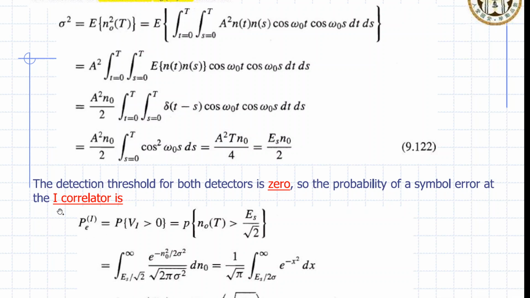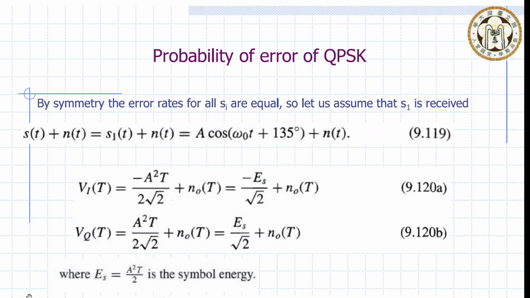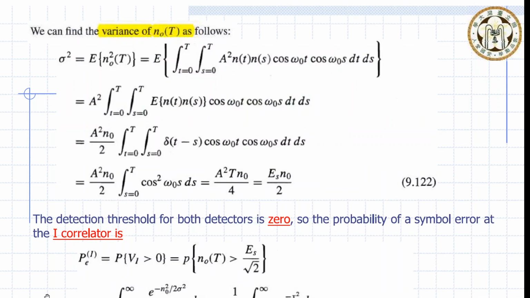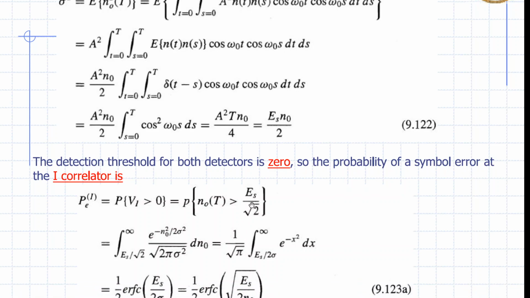The probability of symbol error at the I channel: normally this I channel should be less than 0, where 0 is the threshold. So error means the probability that VA is greater than 0. That implies the probability that VI, we get it from here, minus Es by root 2 plus N0 of capital T, should be greater than 0. So that implies N0 of capital T is greater than Es by root 2.